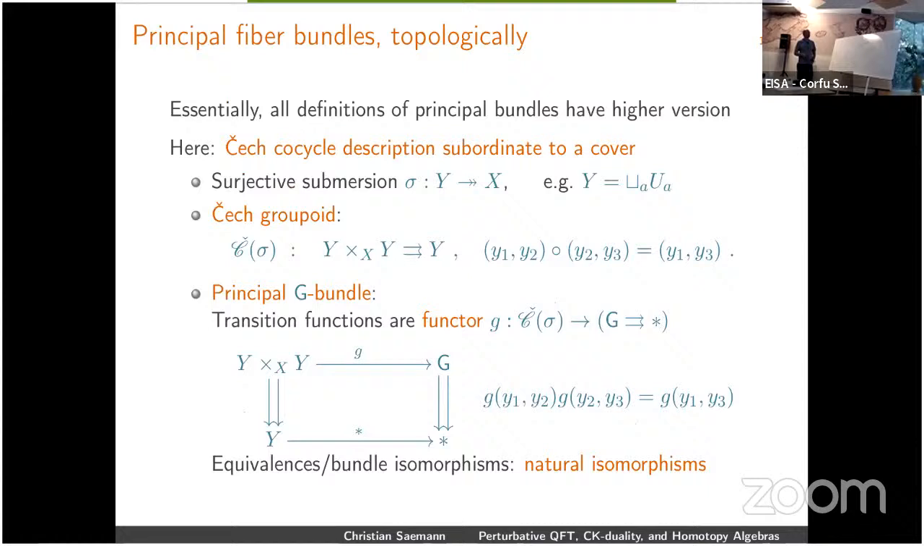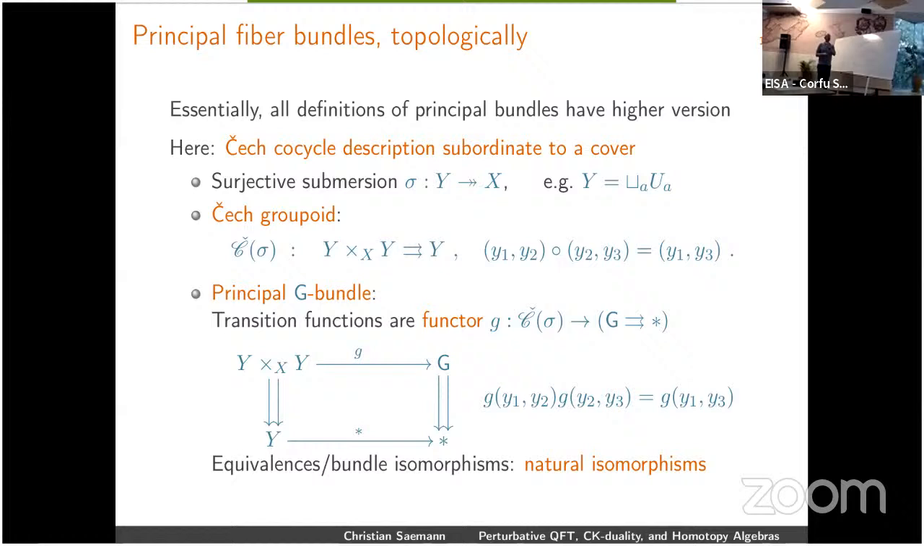All right, so we need to go to principal fiber bundles. Topologically, how do you describe them? Essentially, all definitions of principal bundles have a higher version. Take your favorite definition, put it through the machinery, and you get a higher version. Some are easier than others. We want to work at first with topological bundles. A very nice description is using Čech cocycles, like transition functions for principal bundles. We do the same.